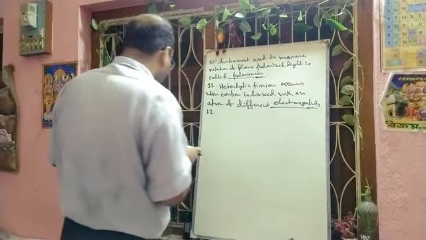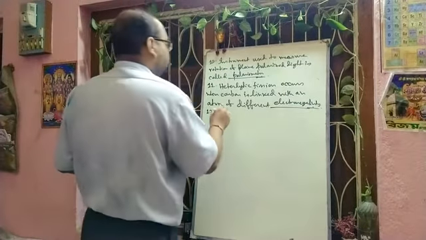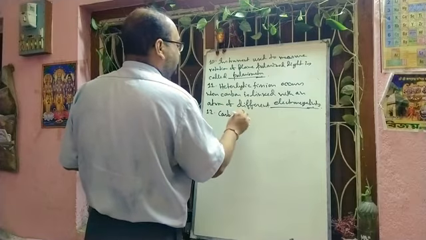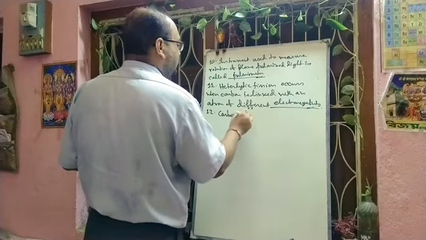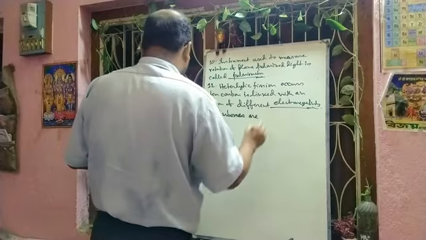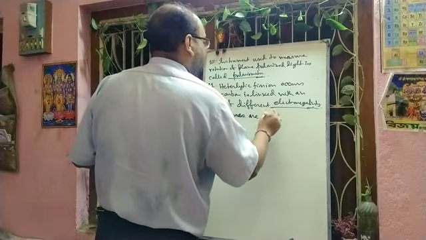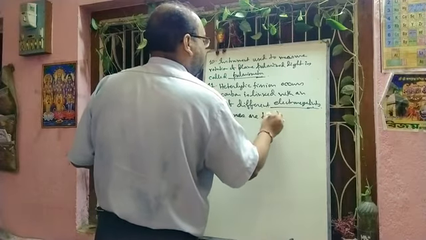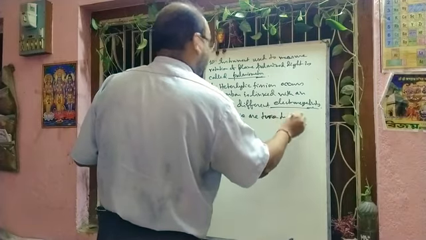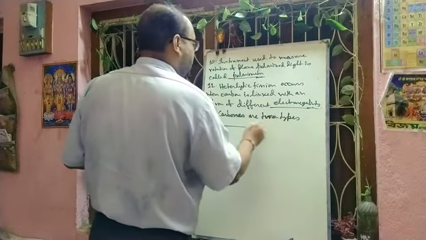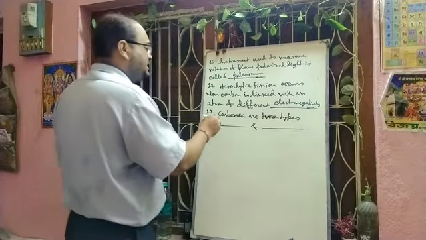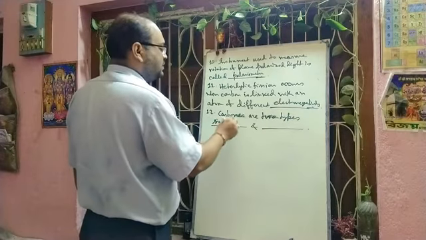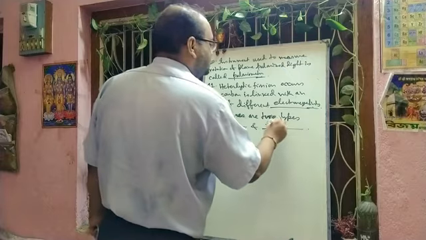Next question: carbenes are intermediates. Carbenes are of two types, dash and dash. So one will be singlet and another will be triplet.